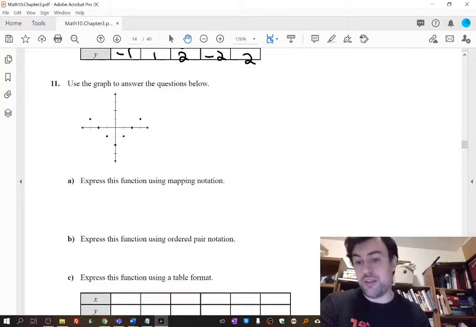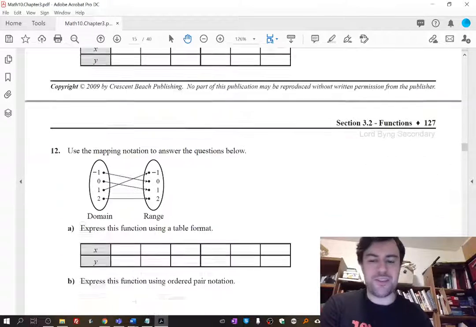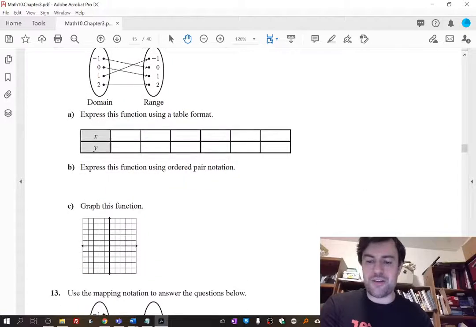And 11 is the same thing, so you can do the same process for 11. Don't forget to check your answers. Make sure that you're getting the right answers. And if there's anything that comes up that you're not sure about, send me a message on Teams or come in Flex Time.